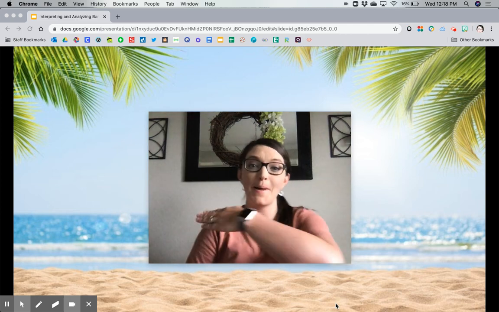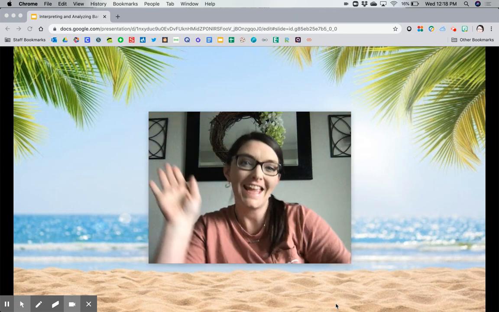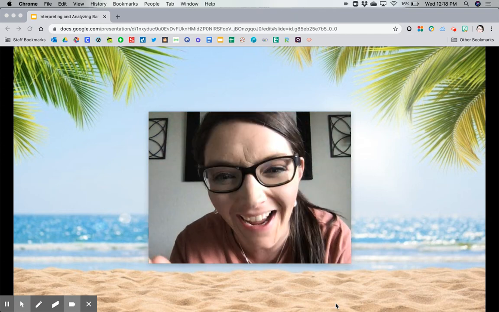Bar graph, bar graph, analyzing bar graphs.